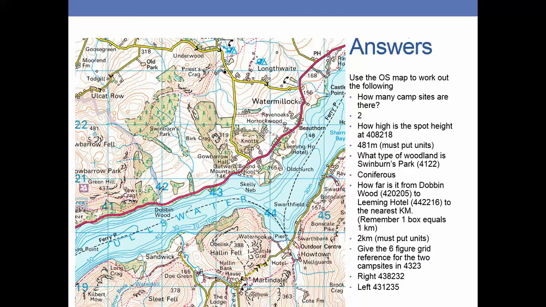Okay, and here's the mark scheme. So there are 2 campsites on this map. The answer to the spot height was 481 metres, and that was marked by the blue triangle. You have to put the units on that though. Type of woodland, it's a coniferous woodland because it's only got the one type of trees in here, which you can see there. Okay. How far is it from Dobbin to the nearest kilometre? Well, it's 2 kilometres to the nearest kilometre. And then give the 6-figure grid reference to the 2 campsites. Well, we're given one there and one there. And again, one of them had the arrow, so you had to be careful. If you've got that wrong, that could potentially be why.